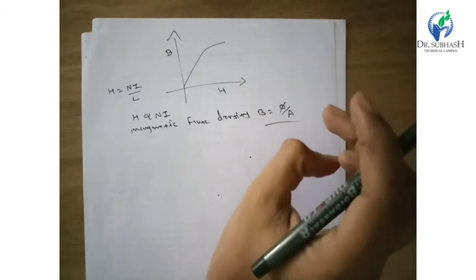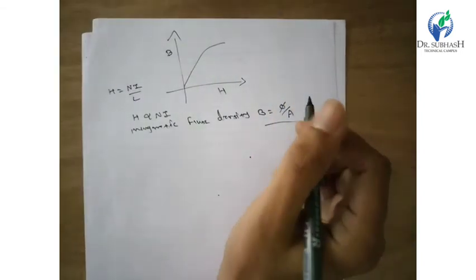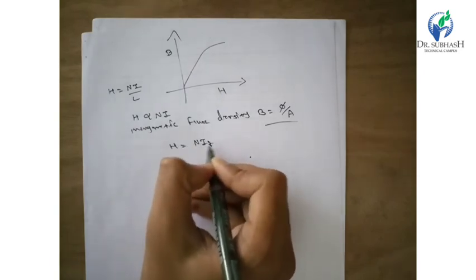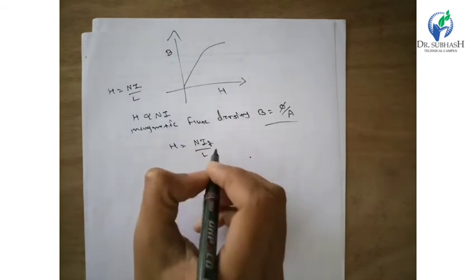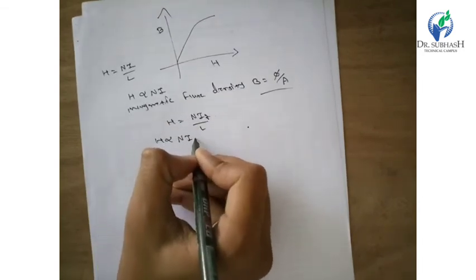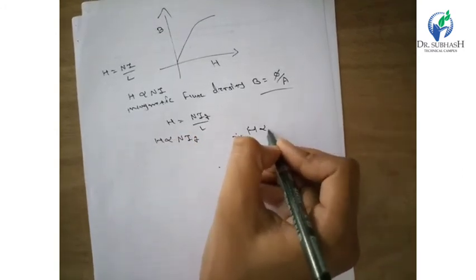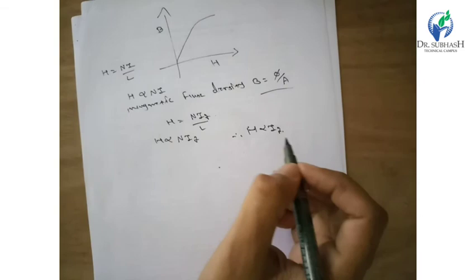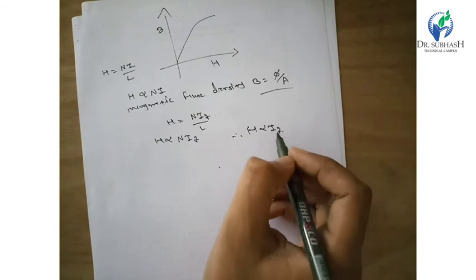In the case of an alternator, the useful flux is produced by the field system. The value of H is equal to N IF upon L, where IF is the field current of this system. So we can also write that H is directly proportional to N into IF. We know that N is the number of turns in the winding, and the number of turns is fixed. So H is directly proportional to IF.